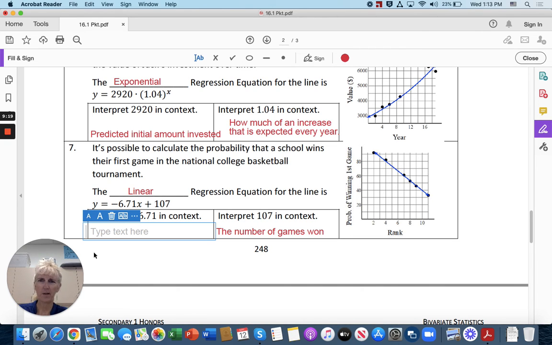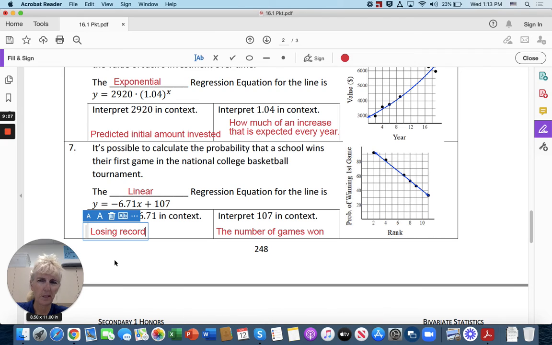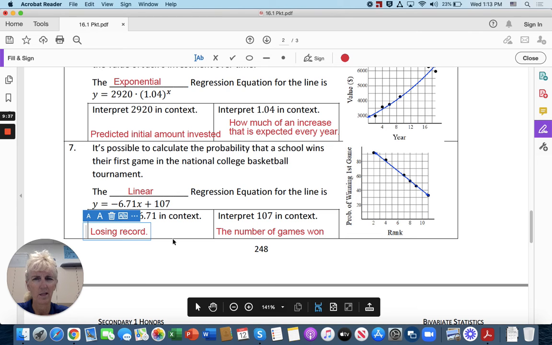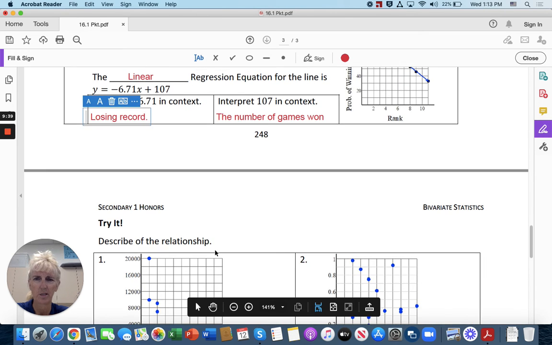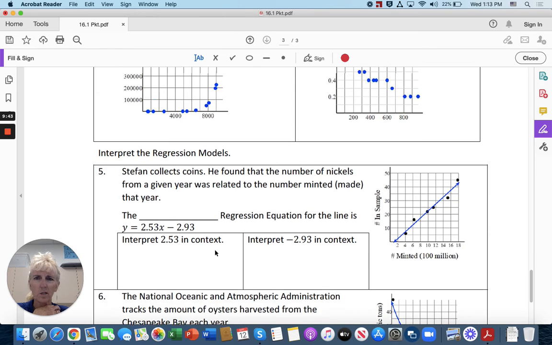I might have to look that one up. So it's almost like a losing record. Like what's the probability of them losing their first game? There you go. I'll correct that later if that's incorrect. I'll double check the answer key. I think you can do the rest of this.